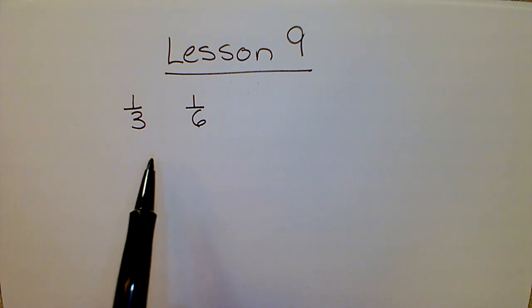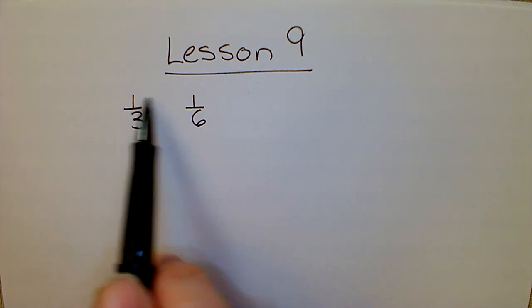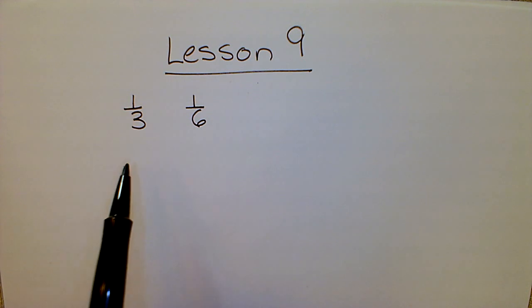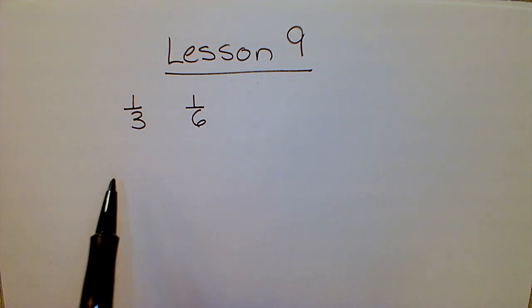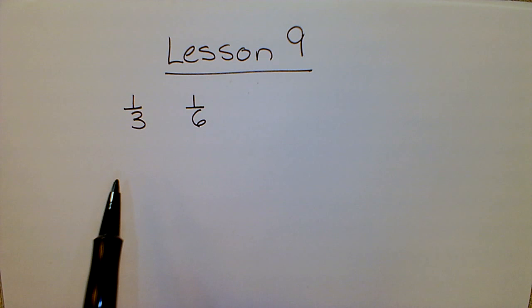And the way I know that these are units is because they both have a 1 in the numerator. The numerator is the top number, the denominator is the bottom. The denominator represents the number of pieces or parts or units that one whole is broken up or divided equally into. The numerator is the number that we have.